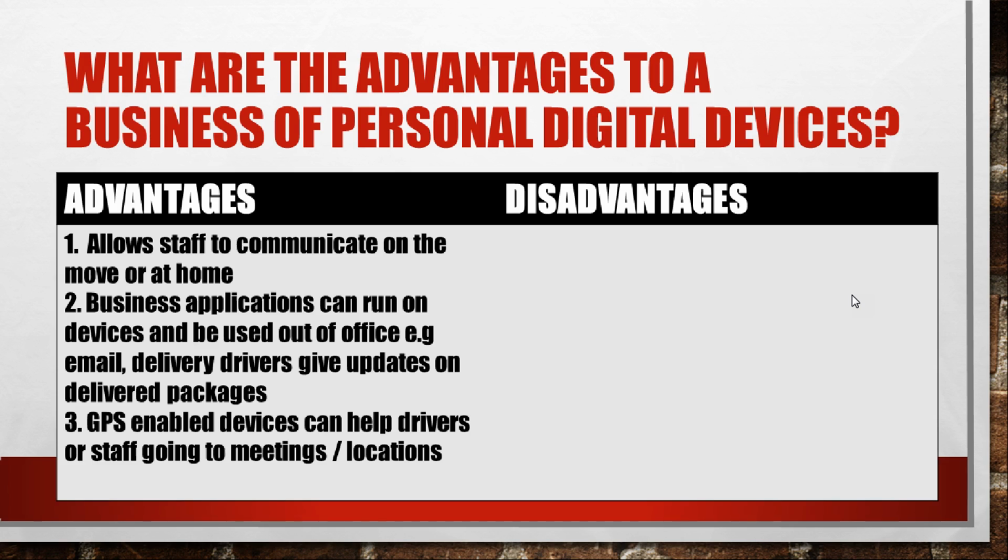Also, some GPS-enabled devices can help drivers or staff get to meetings and locations, so things like sat-nav as well. Those are personal digital devices that help you find places and get to meetings quicker. There are loads of other advantages of digital devices. I could have listed about 20. Okay, disadvantages. Have a think about that. What are the disadvantages of personal digital devices to a company? Have a think about that one.